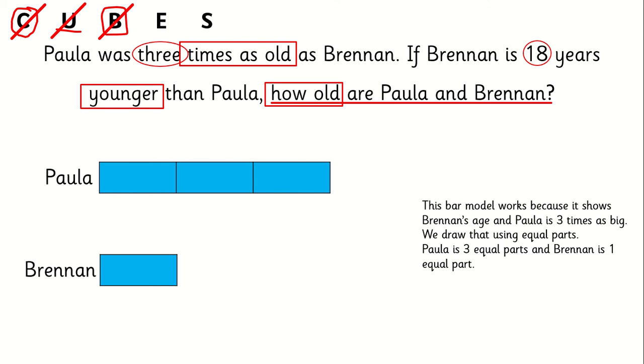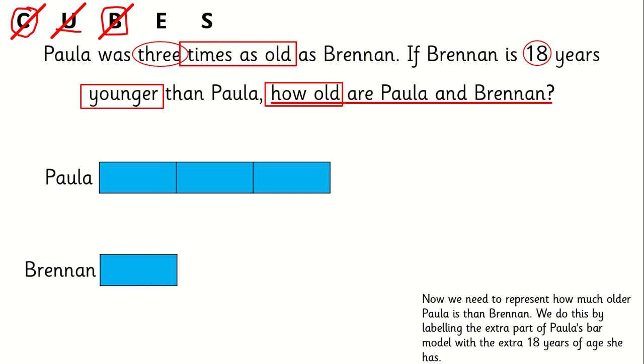Okay, and what we do have is the difference between their ages. The difference between their ages is 18 years. And the difference between their bar models is Paula has 2 extra parts. So we use those extra parts compared to Brennan to represent the extra years of age. Okay, now for Paula's 18 years, there's 2 equal parts that are worth 18.